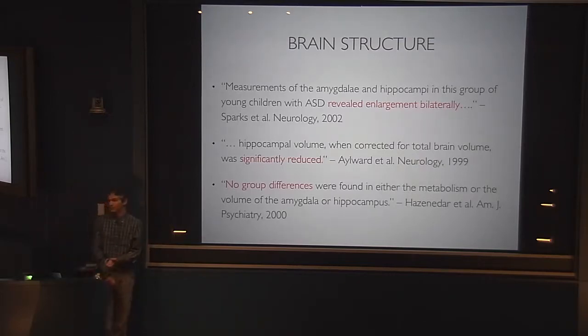If you have 20 patients with Huntington's versus 20 controls, you will get a pretty accurate picture of what happens in the brain in Huntington's disease. You will not with autism. You'll get these kind of disparate results. So you have to start moving towards larger samples in order to really be able to understand what's happening.